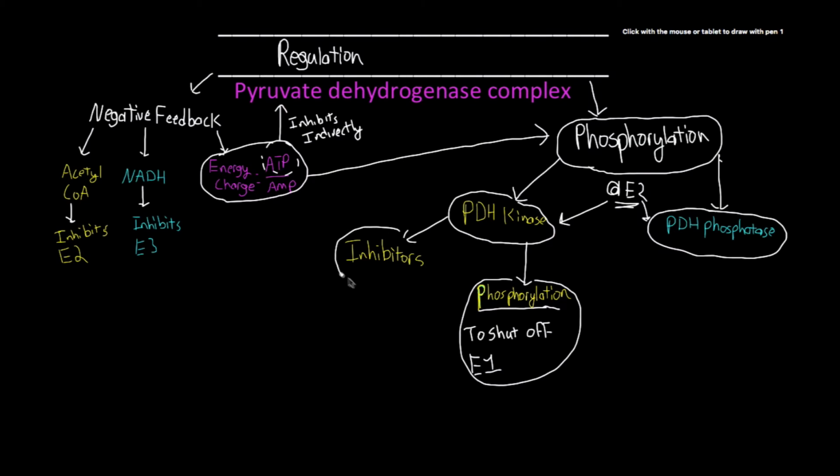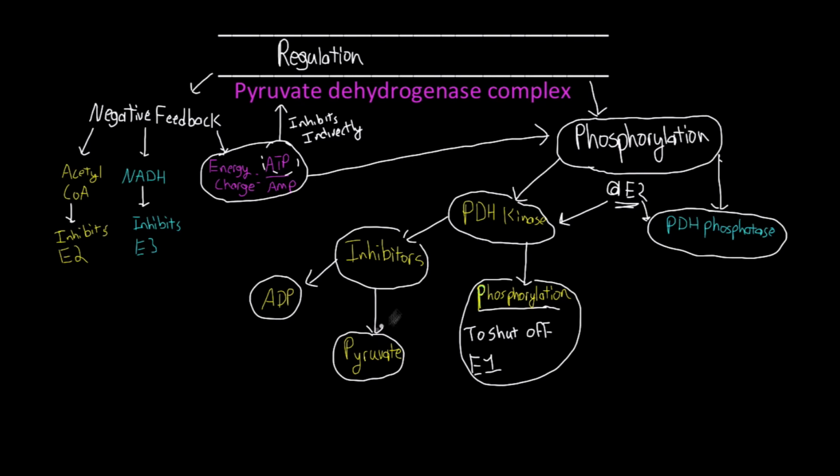So what are some of the inhibitors of PDH kinase? Well, ADP and pyruvate. Notice that I'm listing these as inhibitors of the enzyme PDH kinase. PDH kinase phosphorylates to shut off E1, right? So if we have a lot of pyruvate, we're obviously going to be inhibiting our PDH kinase, so the pyruvate dehydrogenase complex is going to be doing its job, undergoing these reactions that we just talked about.